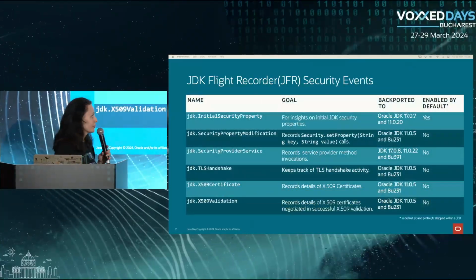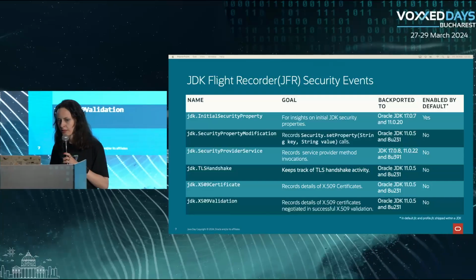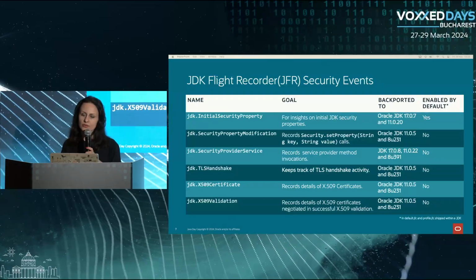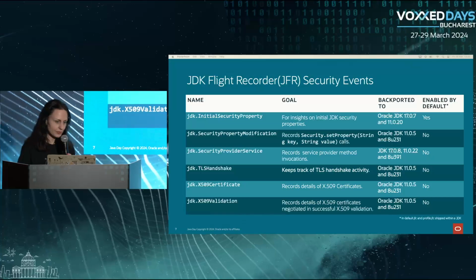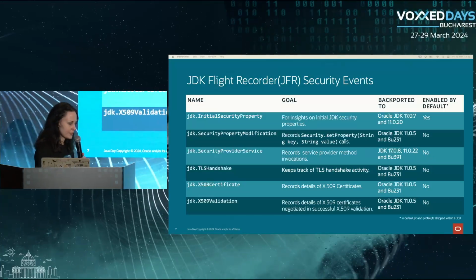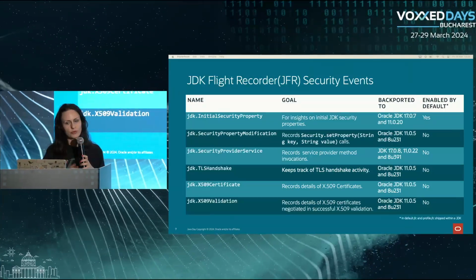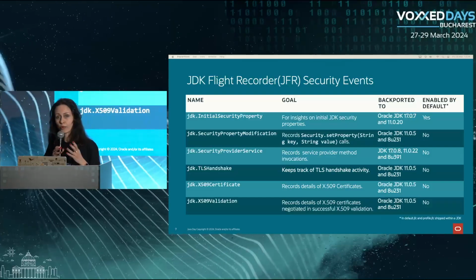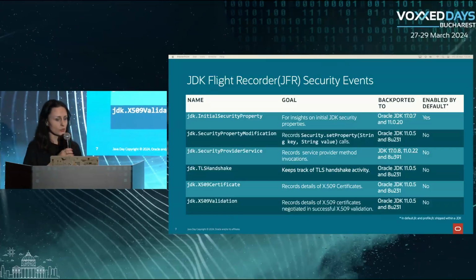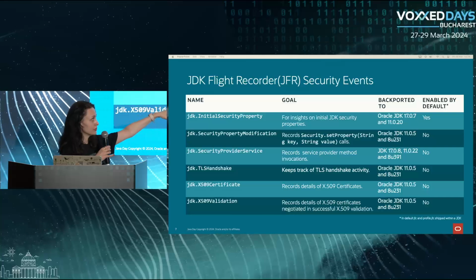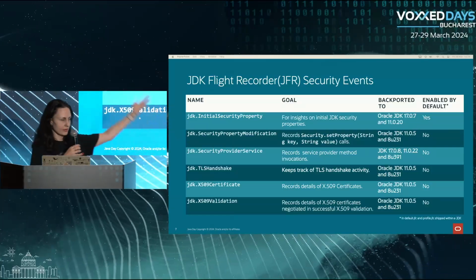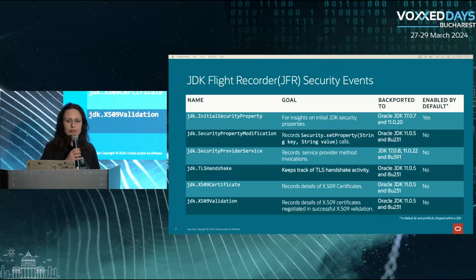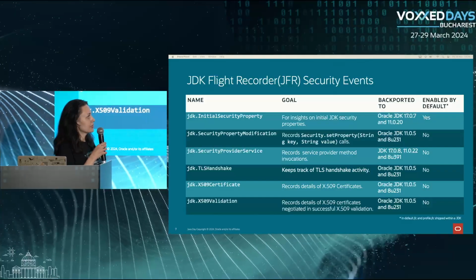Particular to JDK Flight Recorder security events, there are 6 of them in the JDK at the moment. And some of them became available starting with JDK 12, but they are also backported to JDK 8 and 11. That's why you sometimes see backported to 8 and 11, but they're also available to the later versions. And others appeared in JDK 20.